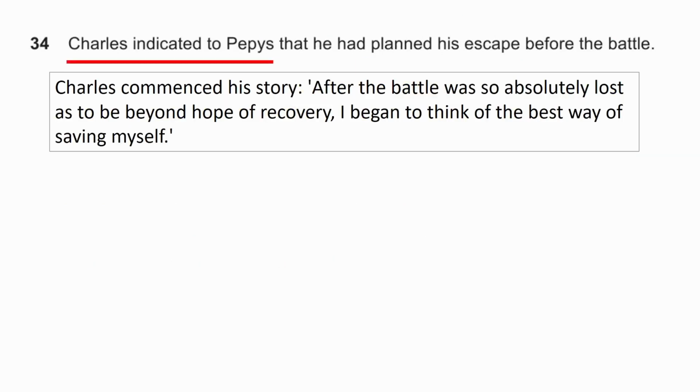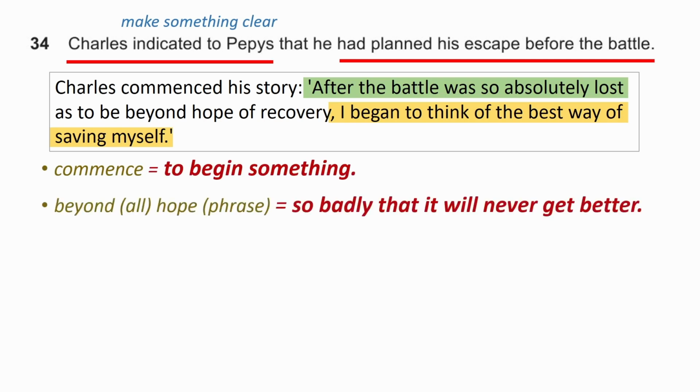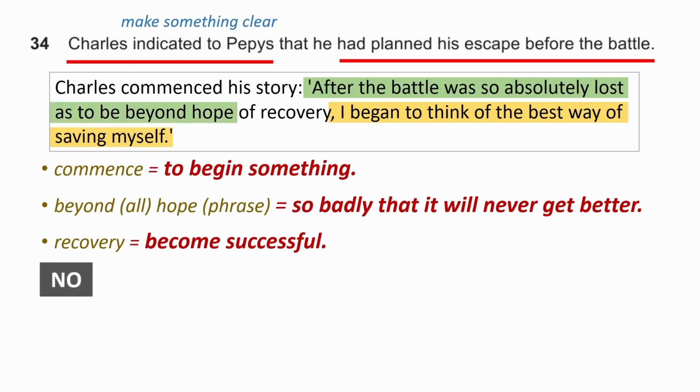Charles indicated that he had planned his escape before the battle. Indicate, make something clear. In the text we have: after the battle was absolutely lost as to be beyond hope of recovery, I began to think of the best way of saving myself. Commence, to begin something. Beyond hope, so badly that it will never get better. And recovery, become successful. So, in fact, when the king realized there was no hope, he decided to run away. And this is quite the opposite of what the statement says, that he had planned before the battle.